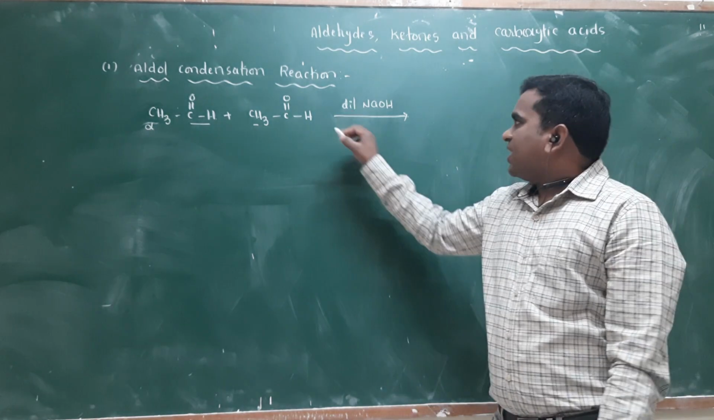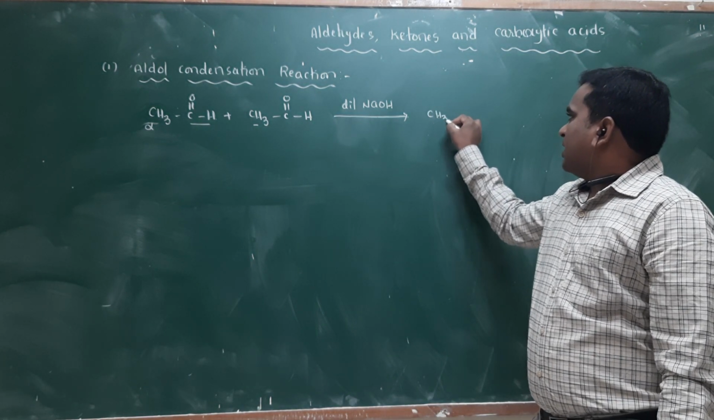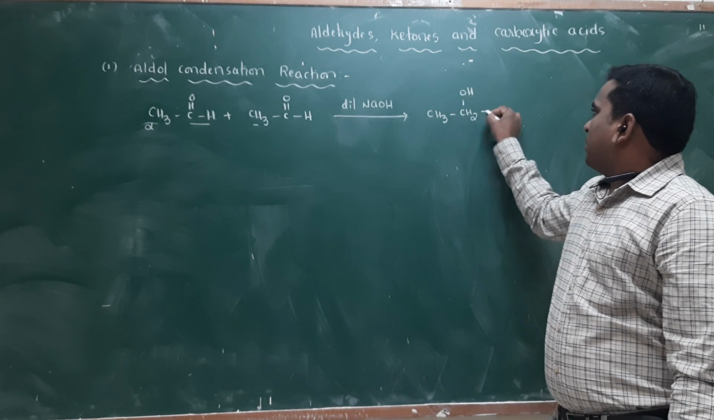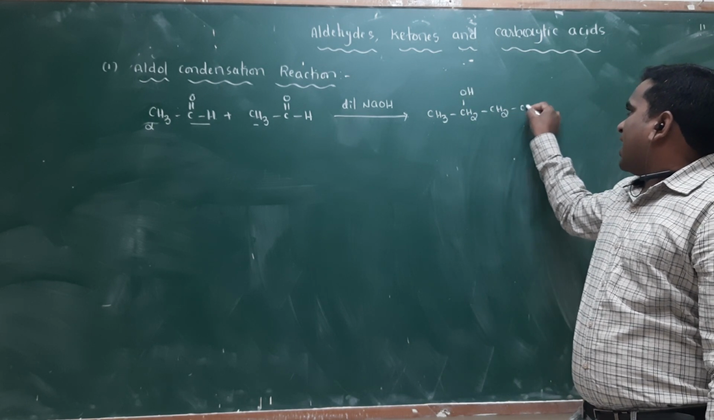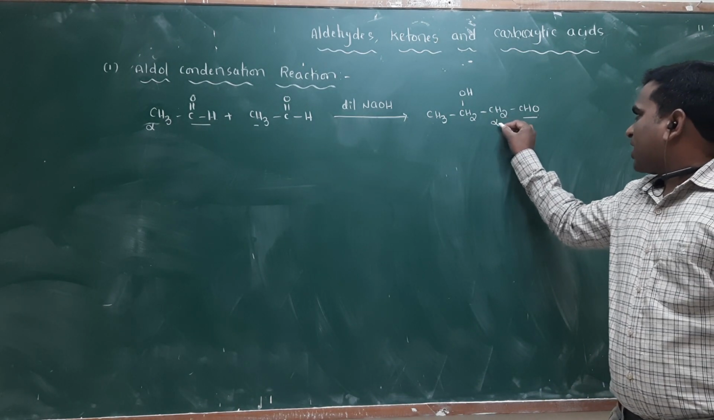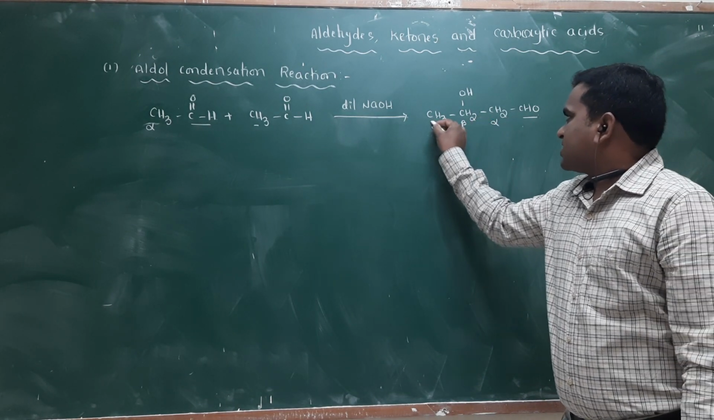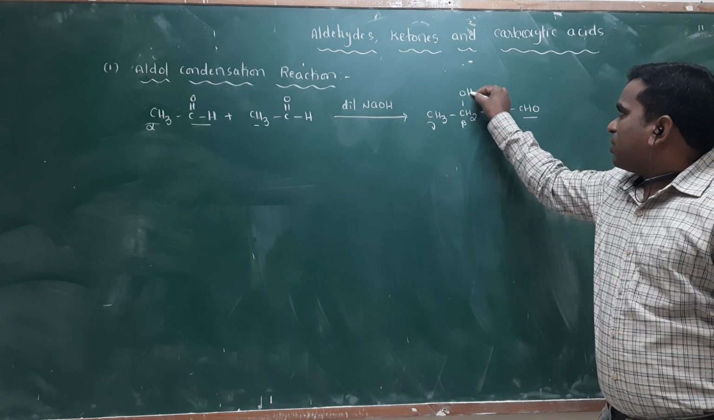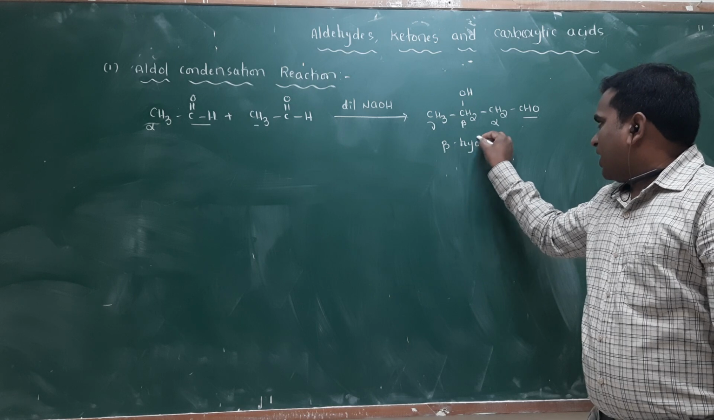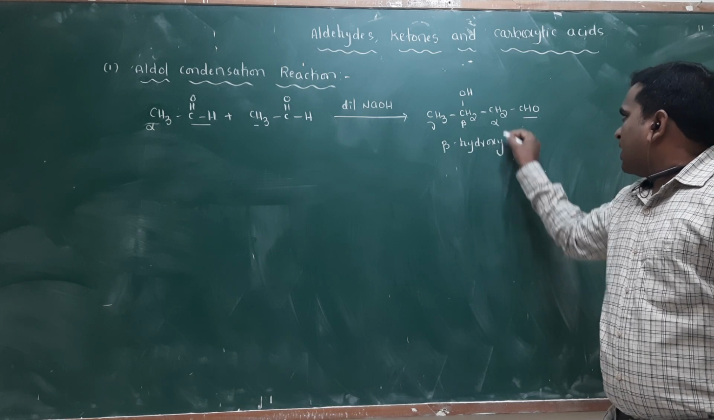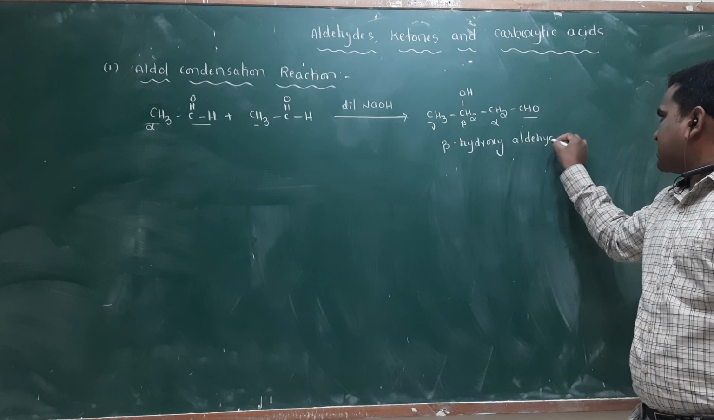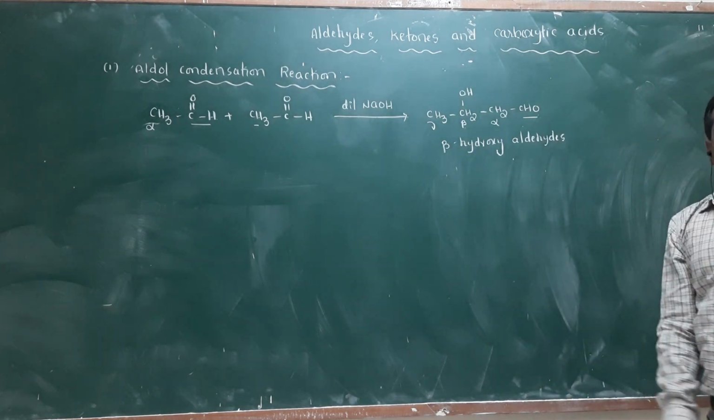Okay. And it gives that beta hydroxy aldehyde. This is a functional group. This is the alpha carbon, this is the beta carbon, this is the gamma carbon. On the beta carbon OH is attached, so that's why we call it beta hydroxy. This is the aldehyde, so beta hydroxy aldehyde is the product.